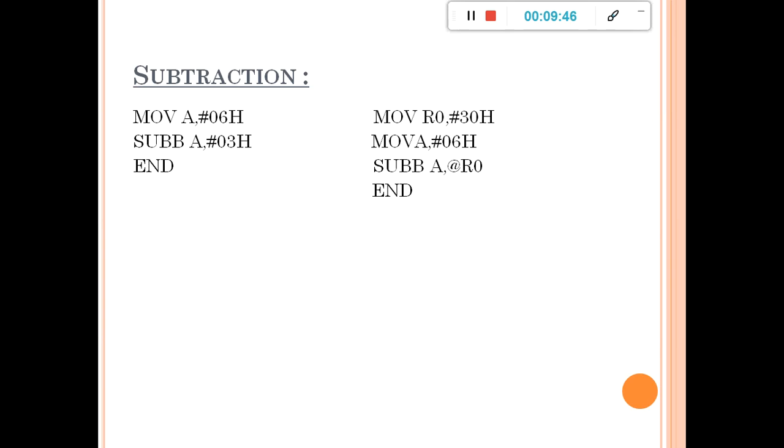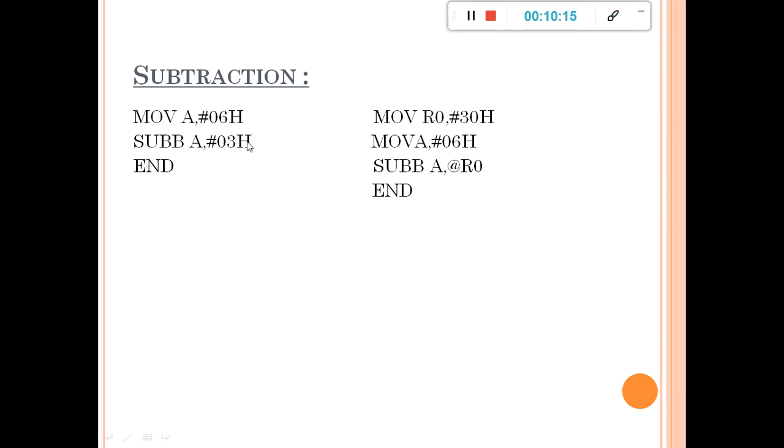In subtraction there is only one instruction, that is SUBB. You have to subtract with borrow always. Again, this is declaring the data in the instruction itself, and this is fetching the data from a memory location. So now 6 is moved to the accumulator, and that 3 is subtracted from A, always A minus data, not data minus A. Even in addition it is A plus data.